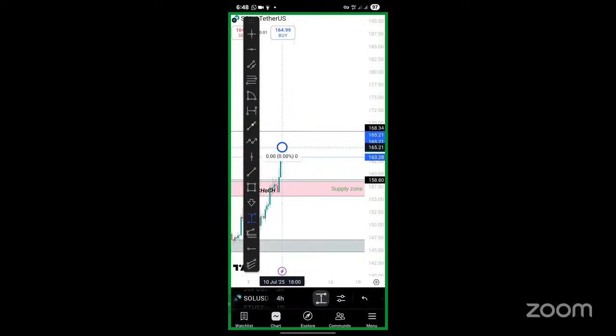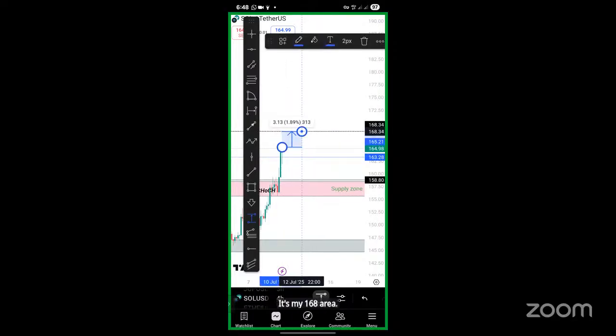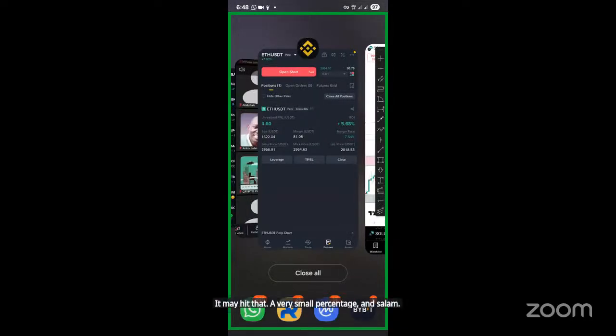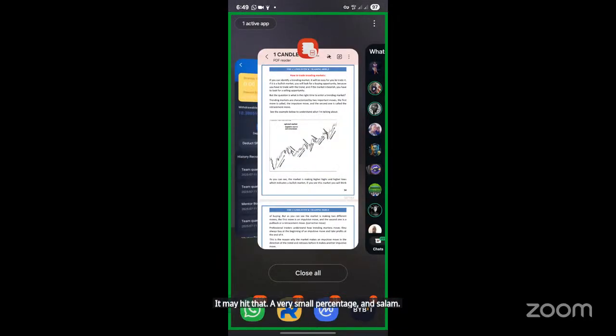And Solana, it may hit the 168 area, because that is a very small percentage for Solana. It may hit that. It's a very small percentage on Solana. So let's go ahead.